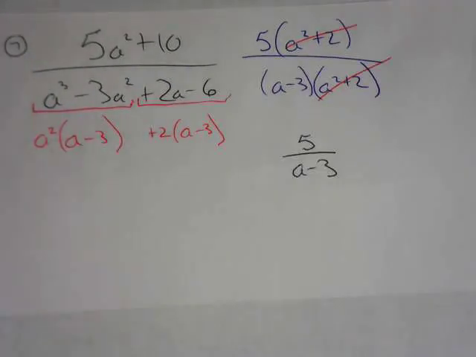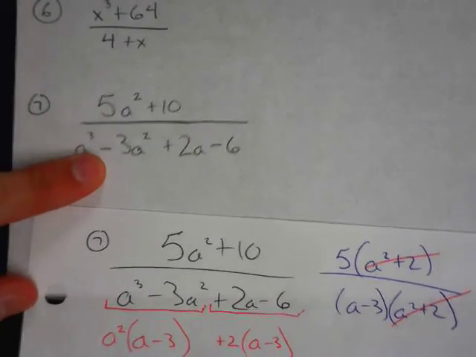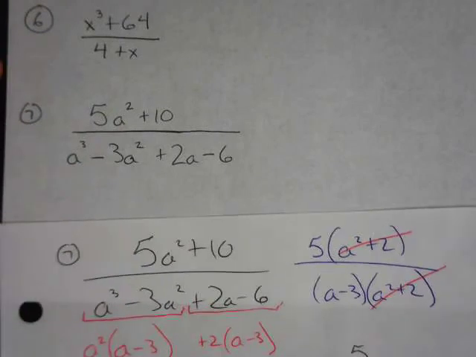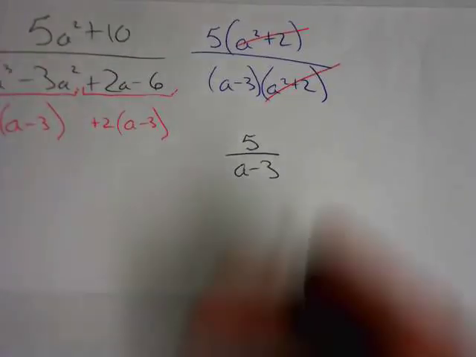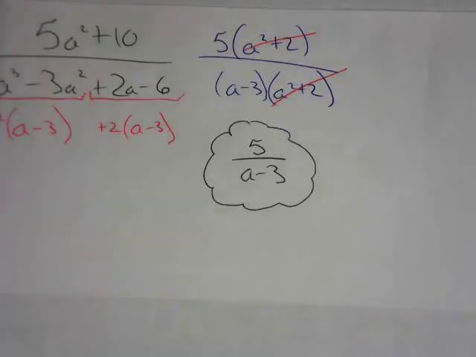So this whole crazy polynomial, that crazy rational expression, the only thing that's left is 5 over a minus 3. The whole thing gets simplified to there. And that is simplification. So we're going to have to practice.